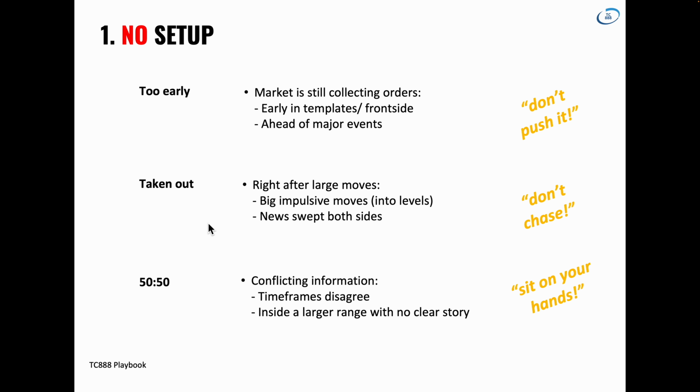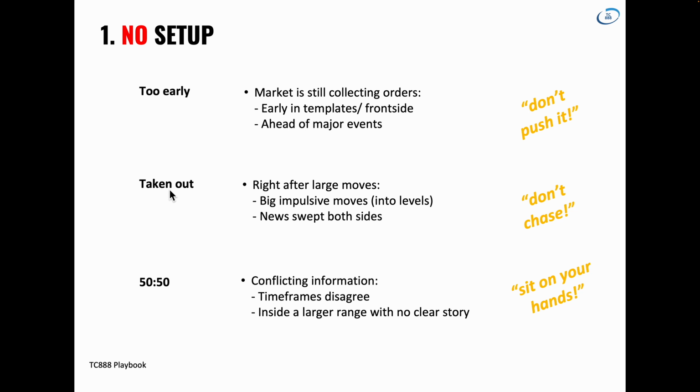First area, three major reasons where there is no setup. That means the market is not set up yet, or not anymore. So first reason, it's too early. So early in the template, front side of the move, large major events coming up like FOMC, non-farm payroll, and the market drags traders into this event and then unloads. Be very aware of that. You can take front side trades, but you need to be aware that this is not as explosive as the backside trades. So don't push it on the front side. Wait for it to set up completely.